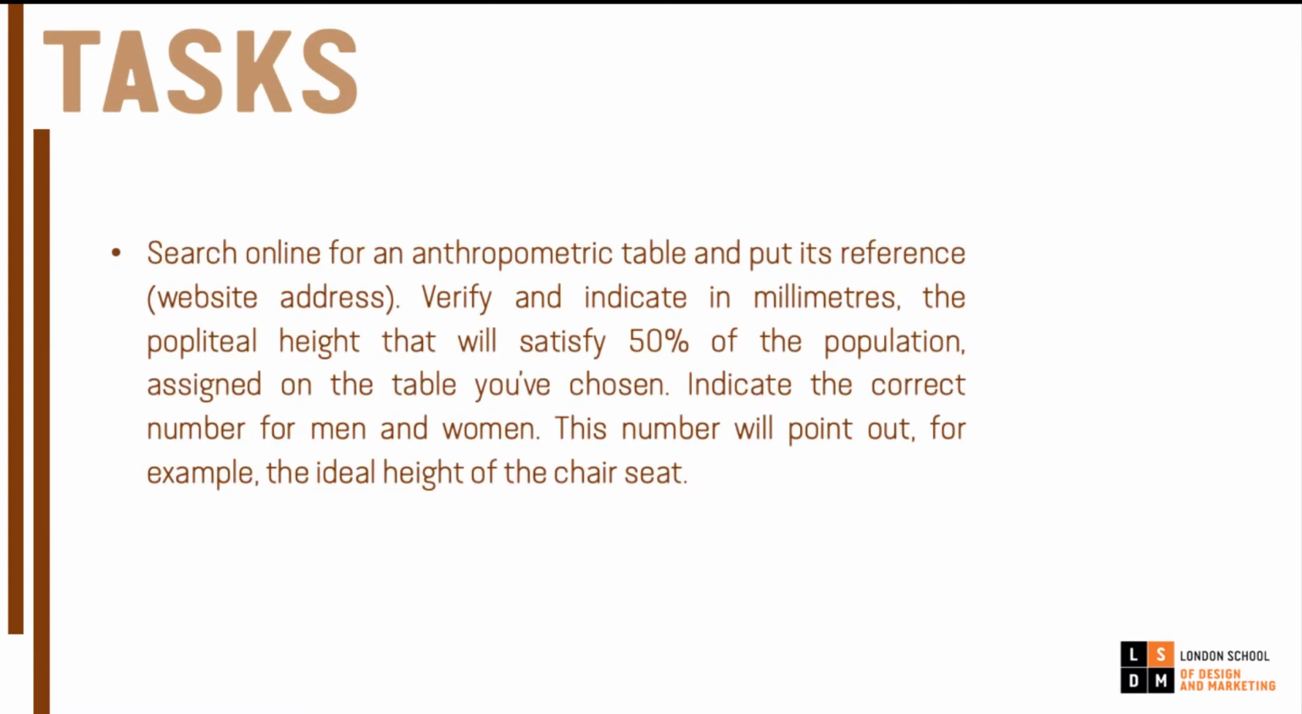Search online for an anthropometric table and put its reference, website address. Verify and indicate in millimeters the popliteal height that will satisfy 50% of the population, assigned on the table you've chosen. Indicate the correct number for men and women. This number will point out, for example, the ideal height of the chair seat.